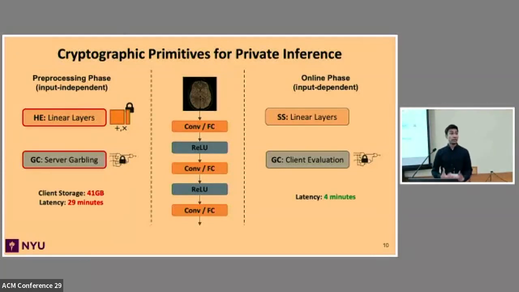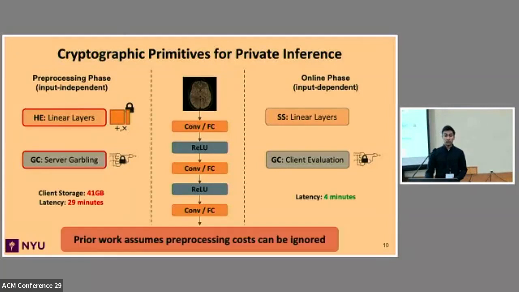We can consume it to have a low online phase latency, in this case of just 4 minutes. And so this is where the big assumption of prior work comes in, which is they assume that these pre-processing costs can actually be ignored. And in our work, we show that this is not the case. And really the problem comes out when we move from thinking about just performing a single inference to a client requesting multiple inferences over a period of time.